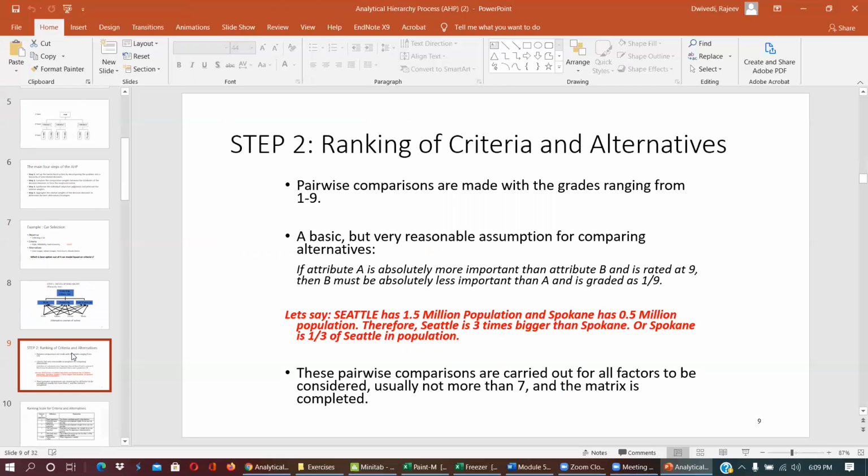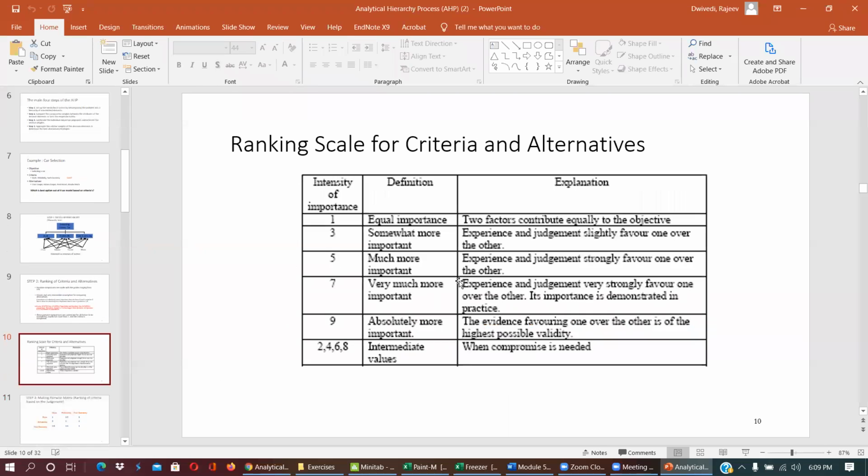How do we do pairwise comparison? This is the method that you can apply. I'm giving a very simple real-world example here. Let's say the population of Seattle and Spokane. What is the population of Seattle? Approximately 1 million. What is the population of Spokane? Almost 2.5.